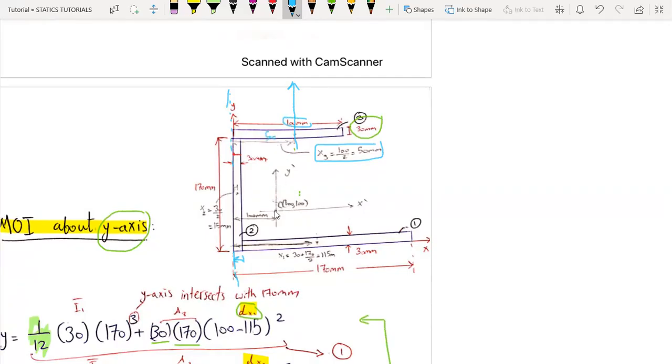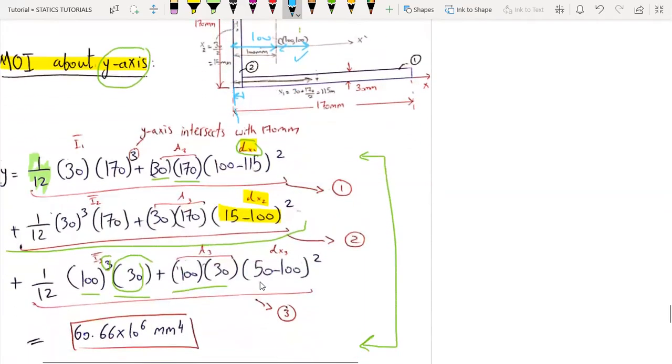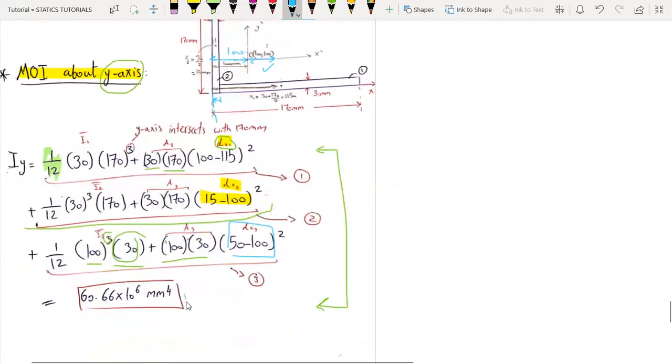And the distance till the centroid of the whole system, which is x bar, is 100. So if we say 100 minus 50, we will get this distance, which is dx. And again, the drawing is not to scale. So 50 minus 100 squared, and we'll get the answer in millimeters to the power 4.